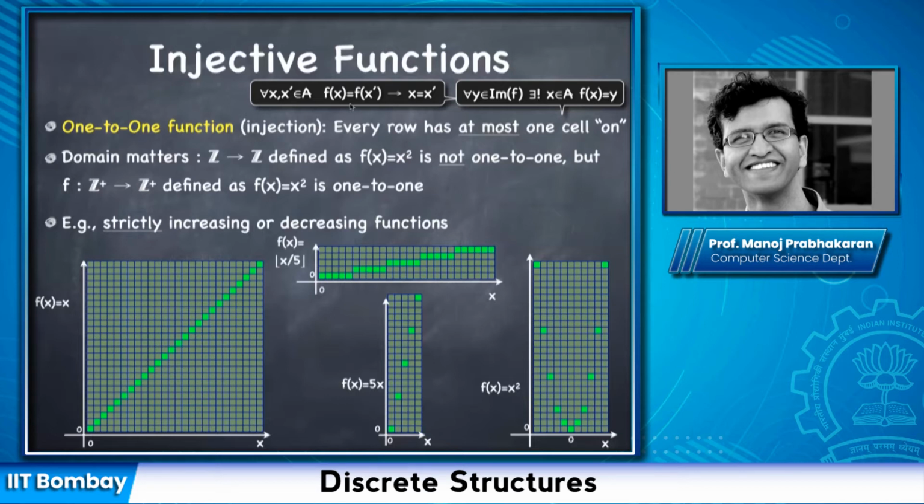Another way to say that is this. If you take any pair x, x prime in the domain, and if it so happens that f of x equals f of x prime, then it must be the case that x is equal to x prime. So the only way f of x can be equal to f of x prime is if x and x prime are equal. So if x and x prime are distinct, so they are different columns, then they map to different images. So they will not have the same row switched on for them. Okay, so that is what an injective function is.